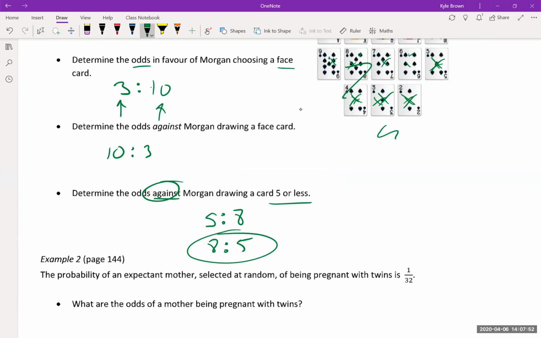Are we teaching gambling today? We are. It's not a good thing. You can go broke quick.